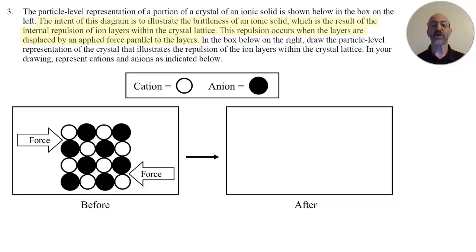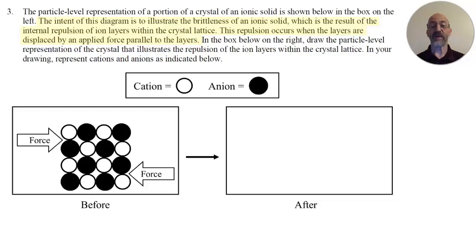This repulsion occurs when the layers are displaced by an applied force parallel to the layers. So we have a before box in which a particle diagram is drawn, and then we have to draw the particle diagram for the after box. So in the box below on the right, draw the particle level representation of the crystal that illustrates the repulsion of the ion layers within the crystal lattice. Now in your drawing, represent cations and anions as indicated below with white and black circles.